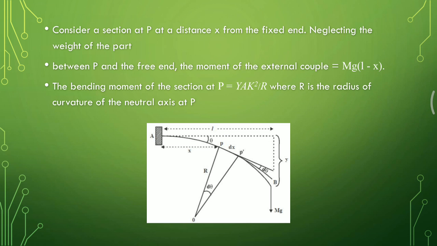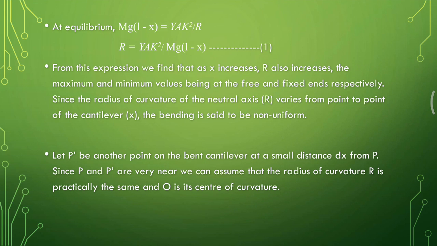The bending moment of the section at the point P is given by Y A k squared divided by R, where R is the radius of curvature of the neutral axis at the point P. At equilibrium position, mg into (L minus x) is equal to Y A k squared by R, or R is equal to Y A k squared divided by mg into (L minus x).